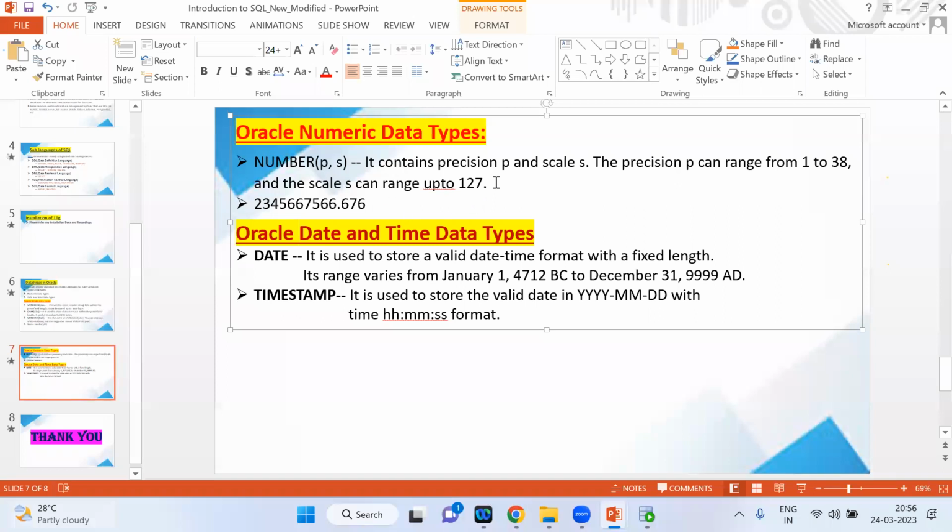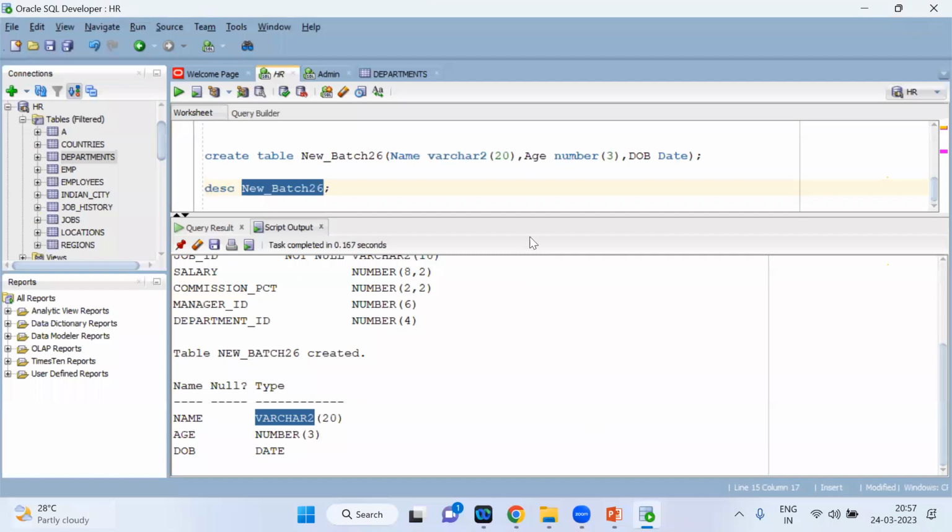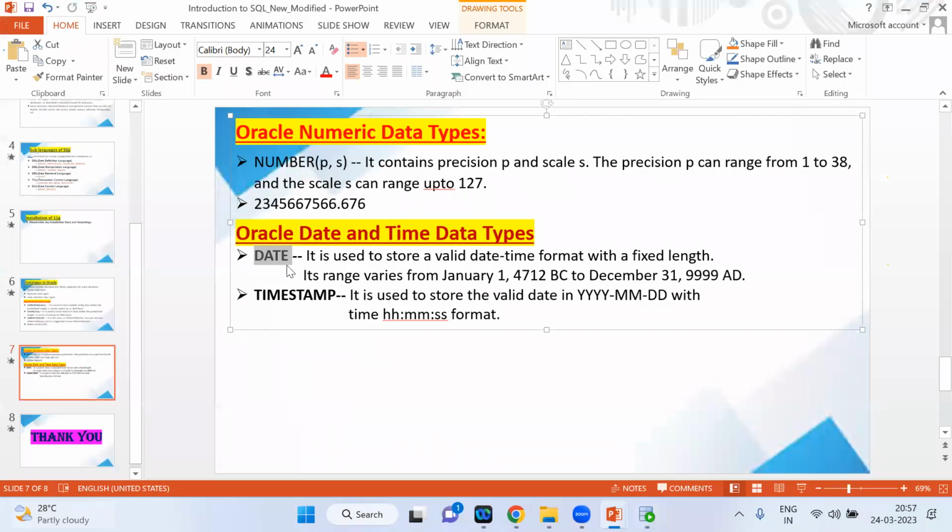And the scale can range up to 127. So after the decimal, you can add up to 127 digits. Date: if you want to insert date data, then you have to mention the data type as date. This is how I have created this table. So like this, you have to specify the data type.